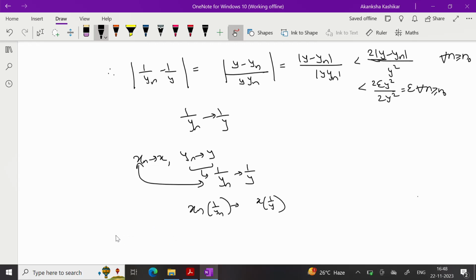Okay. Hence we have proved that if I have two convergent sequences xn and yn, then xn plus yn, xn into yn, xn by yn, provided it's well defined, and alpha xn, all these also become convergent sequences and we know their limits also. Okay, so let me stop here.